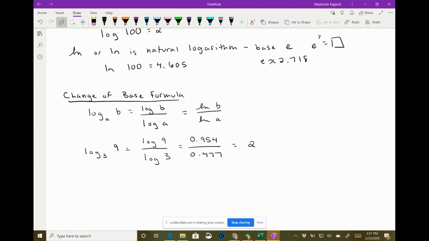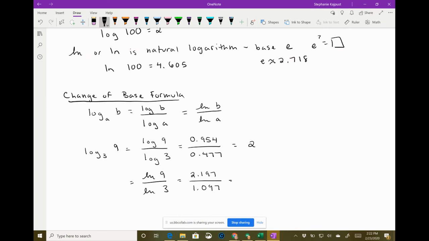Explained it just right for me. Yeah, and if you want to, we can even verify that using the natural log instead. So the natural log of 9 is 2.197. Natural log of 3 is 1.097.